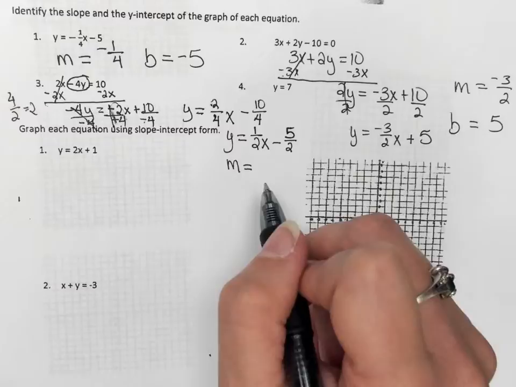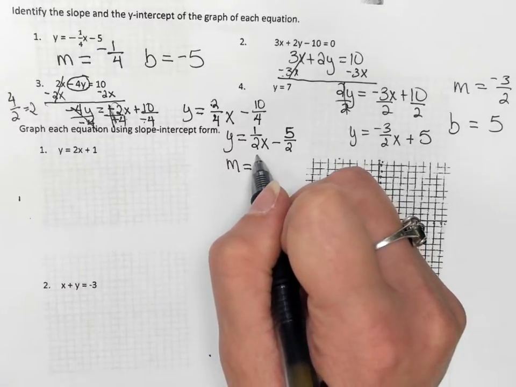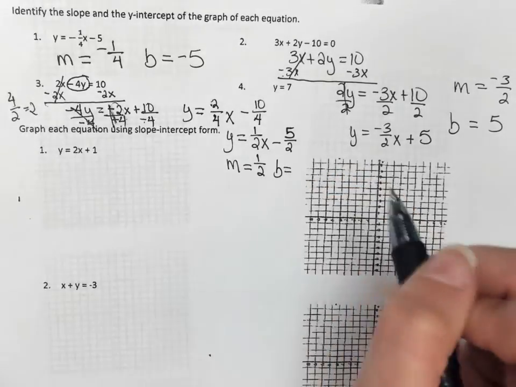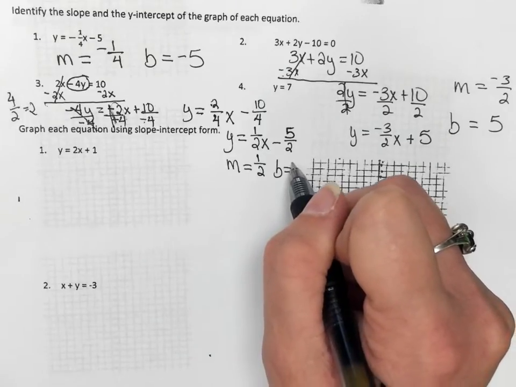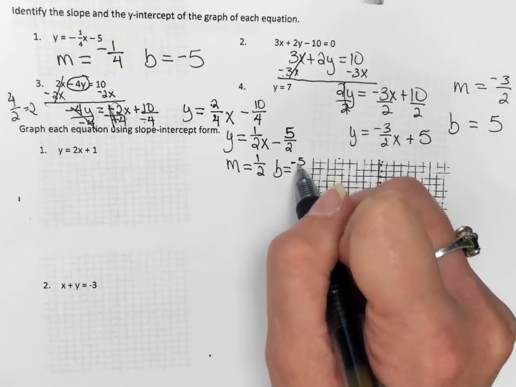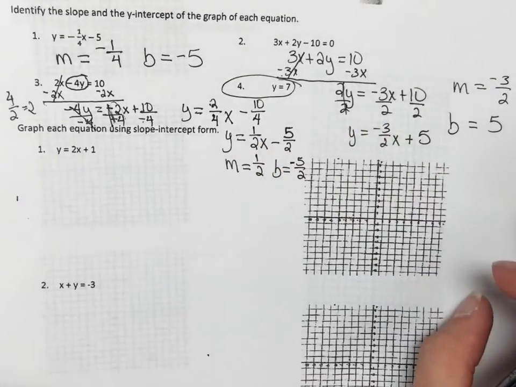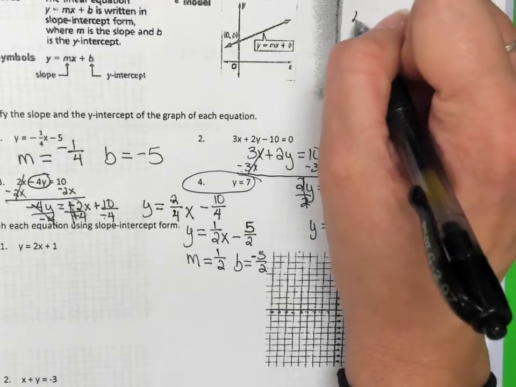Alright, who do we have? Let's see who else. Diana, what's my slope? 1/2. And Michaela, what's my y-intercept? Perfect. Alright, so we haven't done number 4, okay? We need to do number 4. I know it's kind of jumbled up together. So let's do number 4 up here.